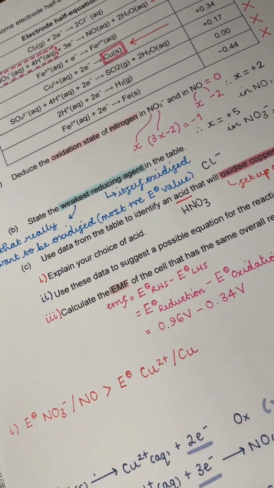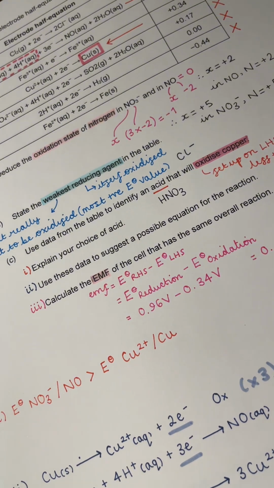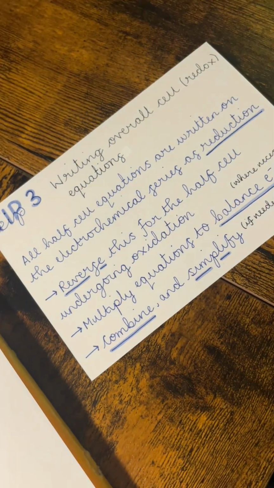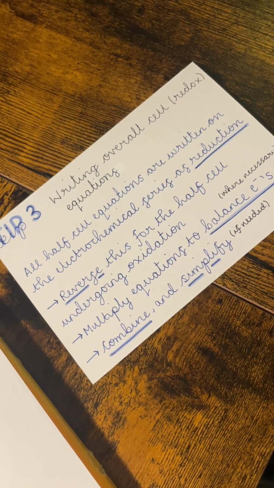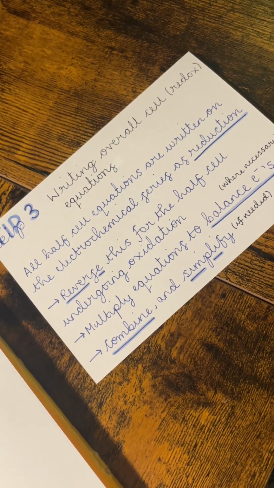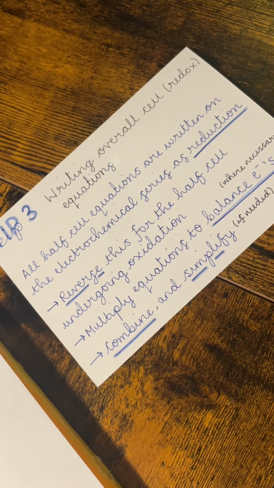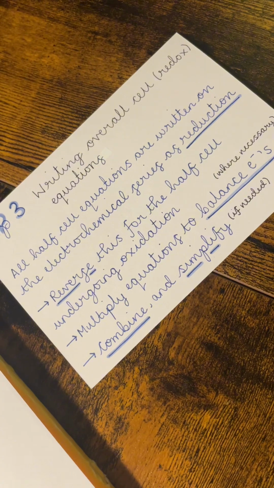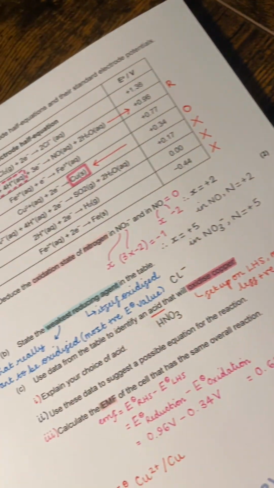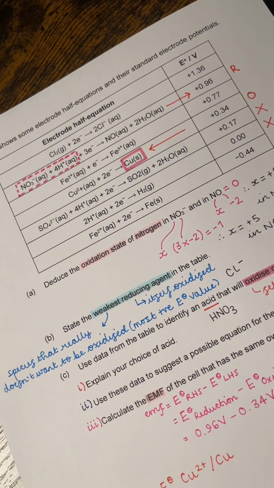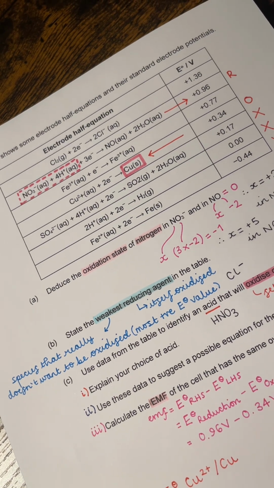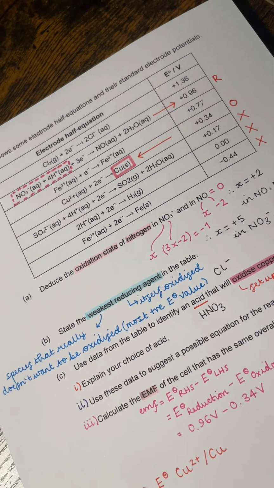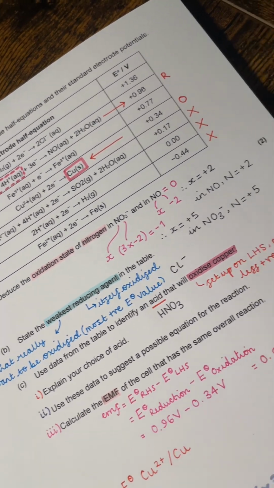And then the next part of the question says that we need to use these data to suggest a possible equation for the reaction. And again, this links into the 5 top tips video that I've done previously, which is writing the overall cell reaction equations, i.e. can you write a redox equation? Because within the cell that we have just set up, we have the copper being oxidised and the nitric acid undergoing reduction. And if we've got oxidation in one half cell and reduction in the other, we've got redox overall.